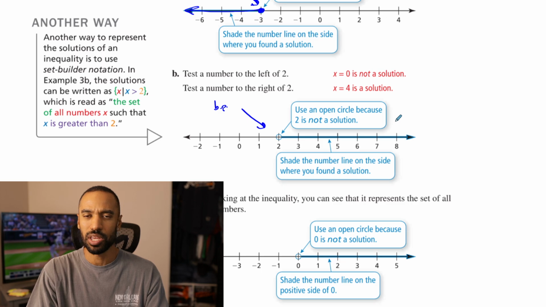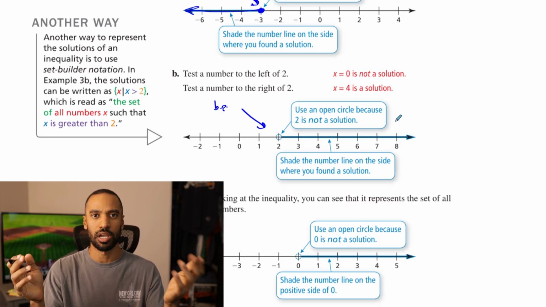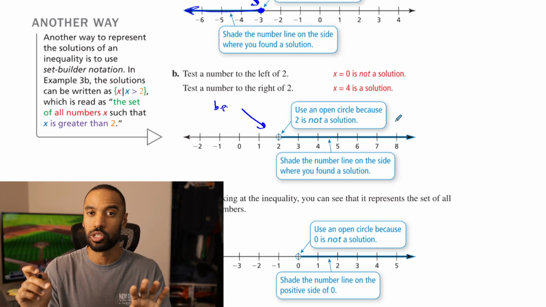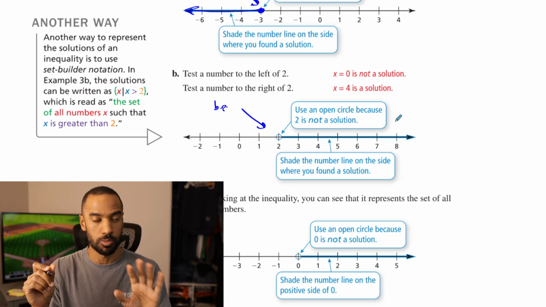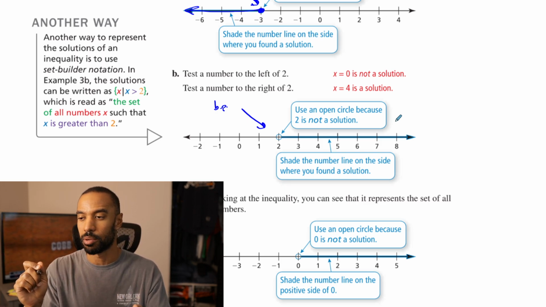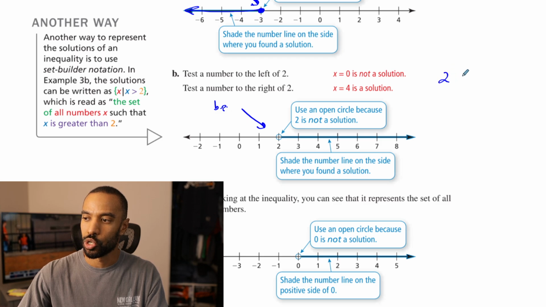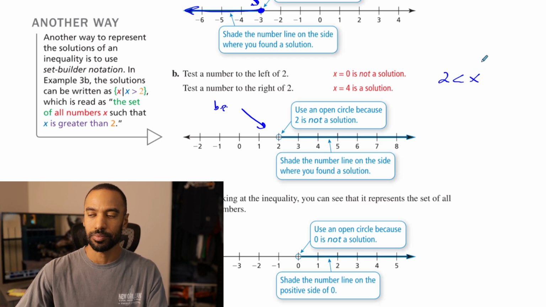But Mr. Robinson, if you said less than is left, how will I know which direction to go? It looks like I should test points. Well, you probably should test points. I don't mind you testing, especially 0 each time. Really easy comparison. But remember, this says 2 is less than x.